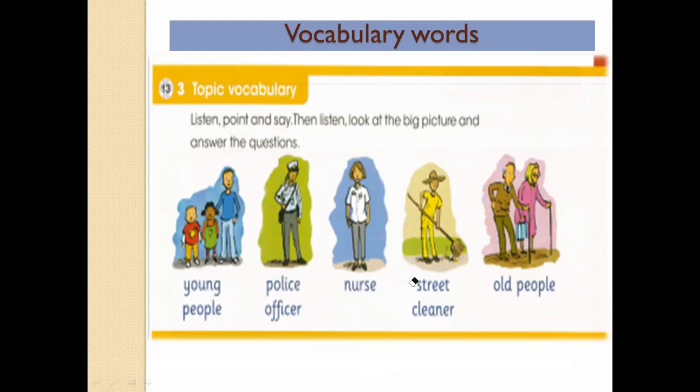So these are the vocabulary words. Young people. Who are young people? Children are young people. Police officer. The police officer is stopping traffic. Nurse. The nurse is helping old people. Street cleaner. A person who cleans the street. Old people. My grandpa and grandma are old people. Understand, boys?